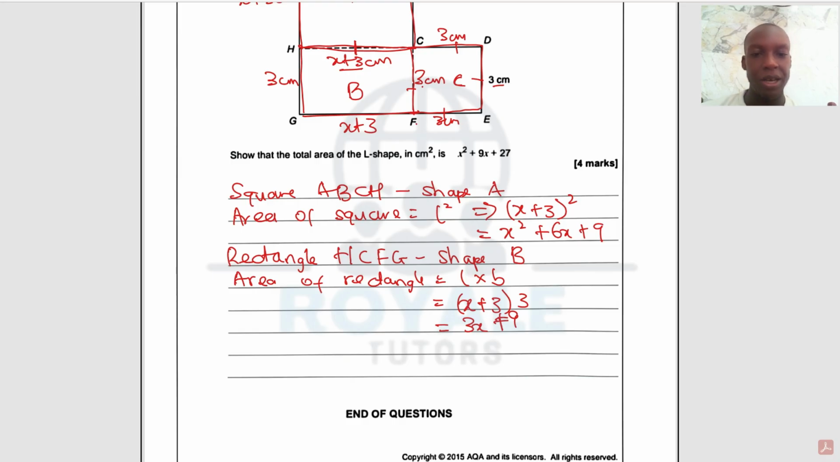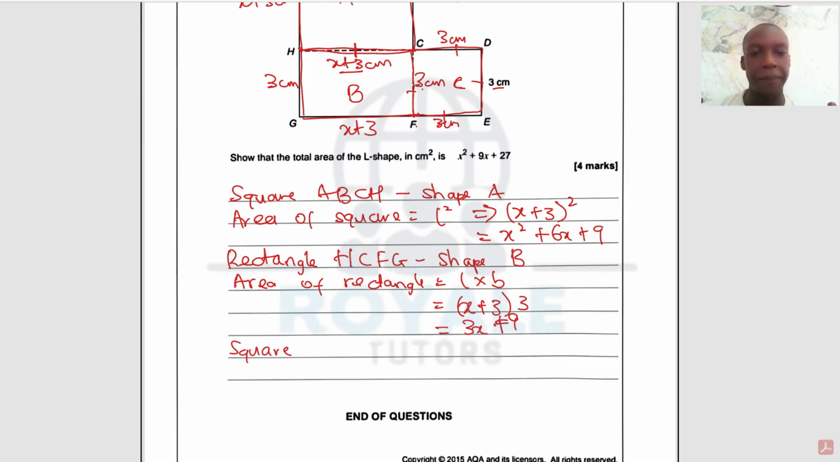And finally, we also have square CDEF, which is our shape C. And we know that since it's a square, the area of a square is L squared.